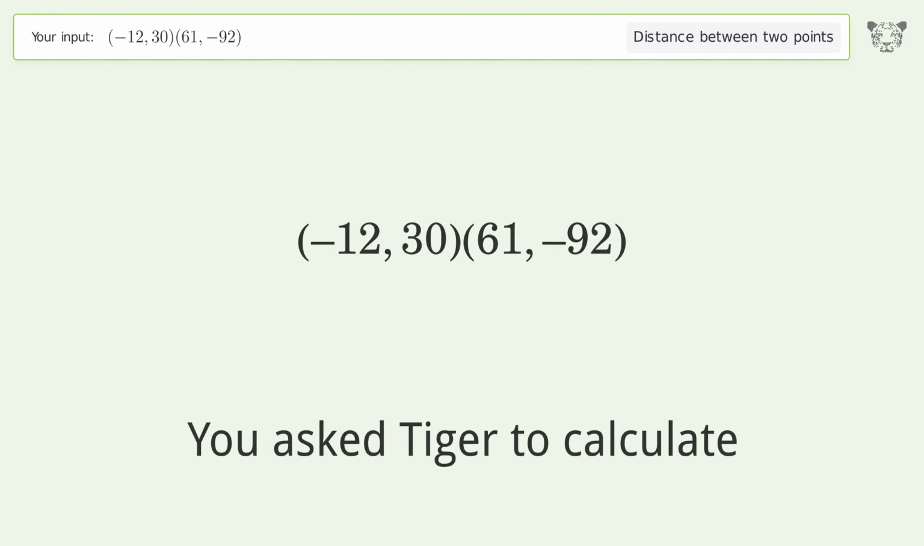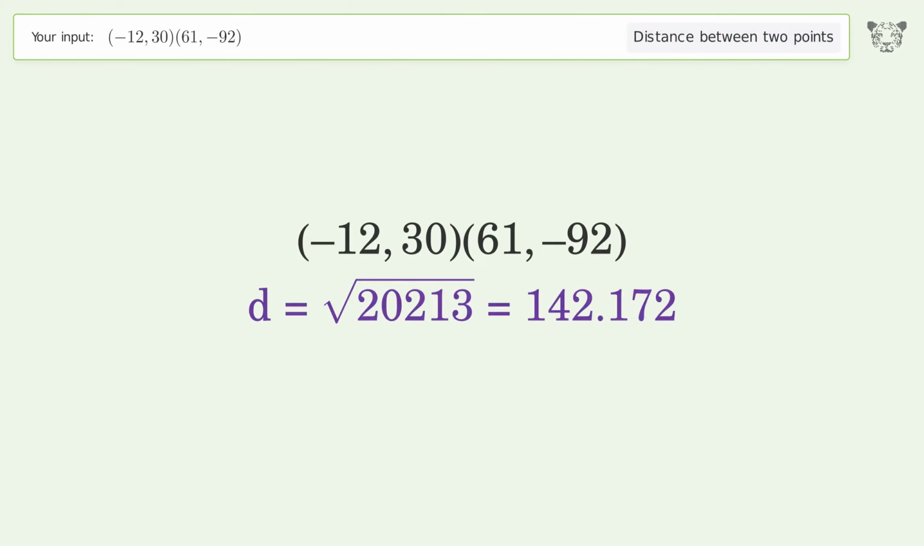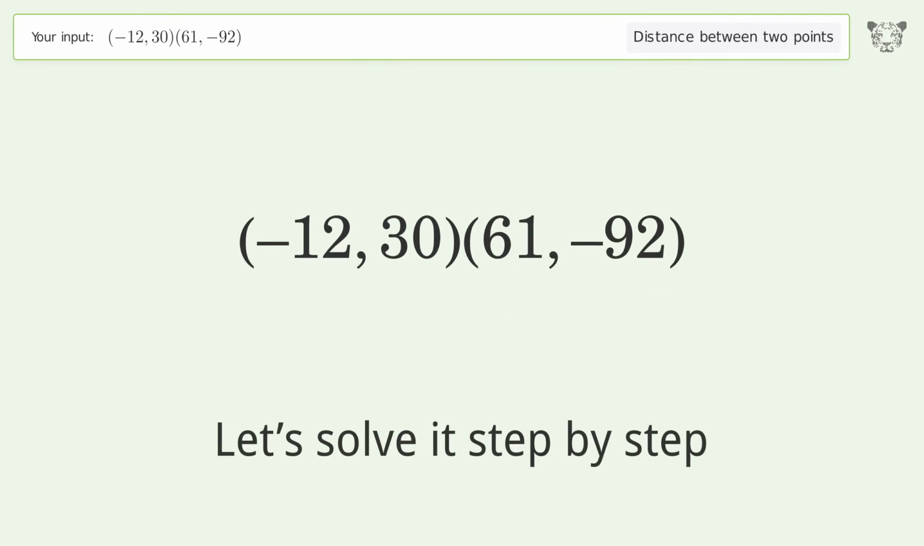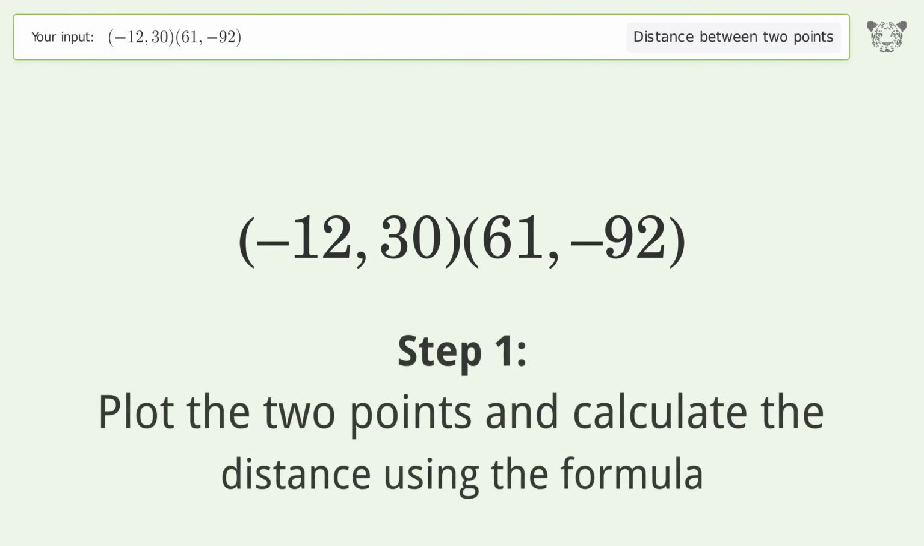You ask Tiger to calculate. This deals with the distance between 2 points. The distance between the 2 points is the square root of 20,213, or 142.172. Let's solve it step by step. Plot the 2 points and calculate the distance using the formula.